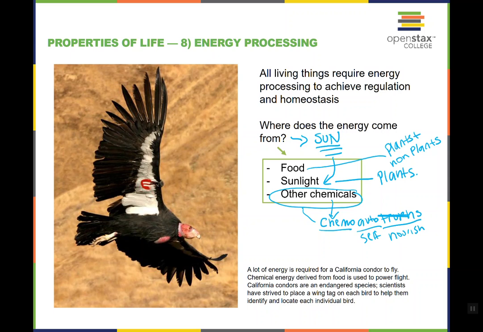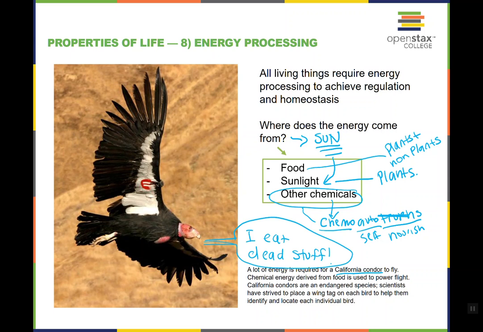So here we have a condor. This is a California condor. They are endangered. Condors are carrion eaters, so they eat dead stuff. And for that reason, they're really helpful because dead things can carry disease vectors. That's why we have a taboo against touching dead stuff, because that's where bacteria be, and bacteria can be harmful.